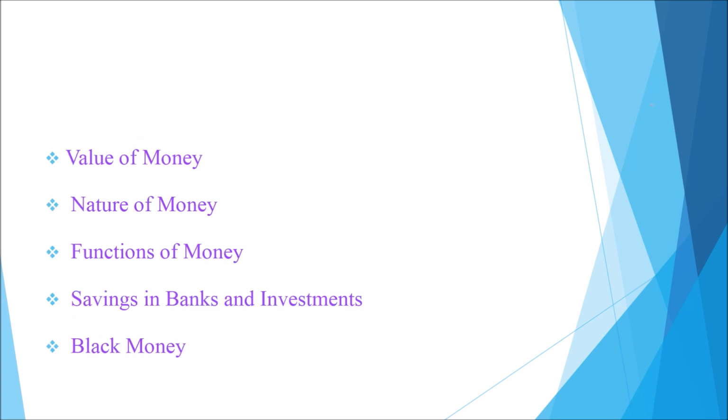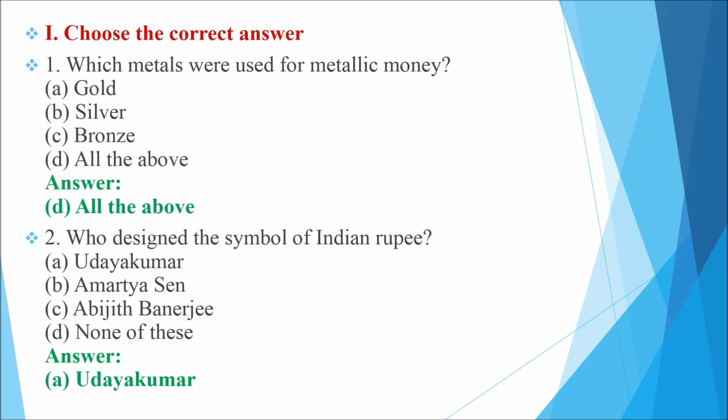Then we have value of money, nature of money, functions of money, savings in banks and investments. Finally, we have black money. Now we are going to revise the book back questions with answers. Roman letter 1. Choose the correct answer.